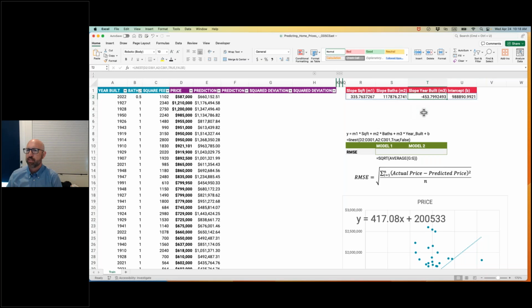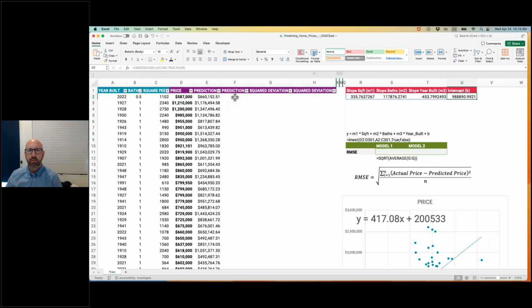Finally, it says that the slope for the year built is negative, meaning that older properties cost more than newer properties. And our intercept is $988,000. What this means is that if we have a property of 0 square footage, 0 bathrooms, and was built in the year 0, this is what we could sell that property for. Again, this doesn't make a lot of sense, but it is a model.